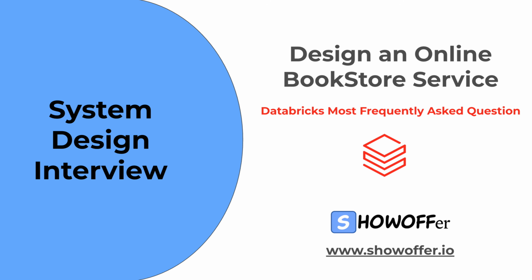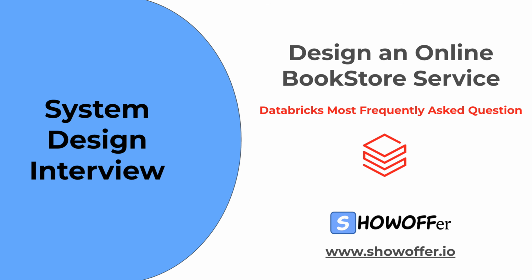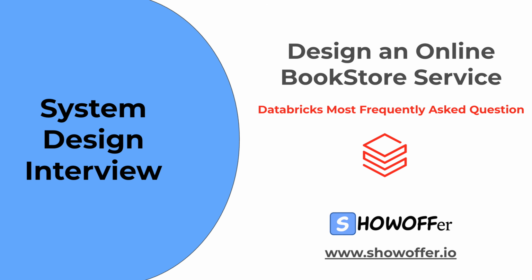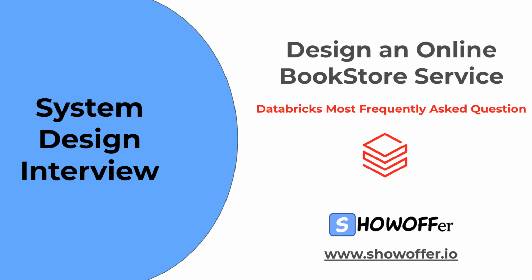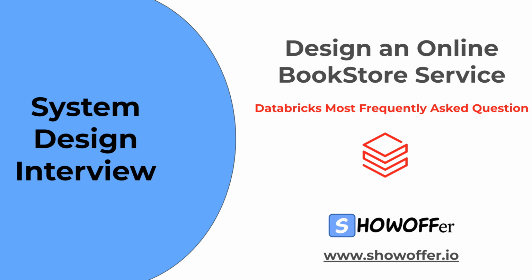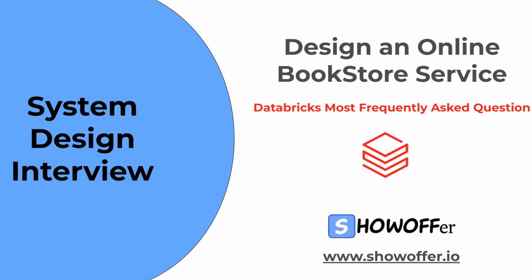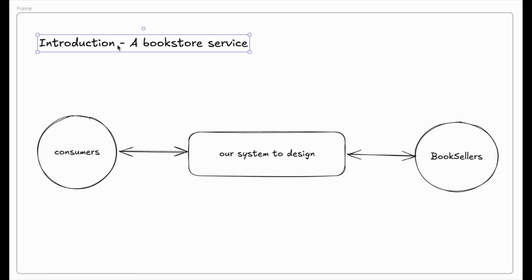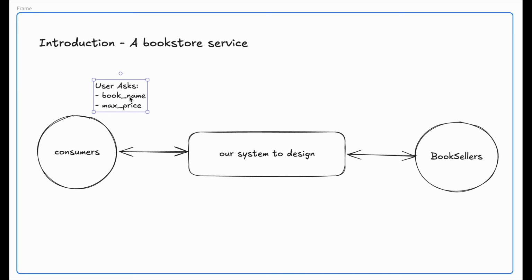Welcome to ShowOffer.io. In today's system design, we are building a web service that helps customers buy the cheapest available copy of a book from a network of online booksellers. Here's how it works. A customer submits a purchase request with three things: the book title, their shipping and payment information, and the maximum price they're willing to pay.